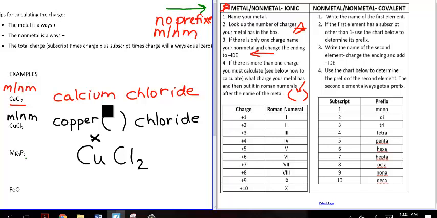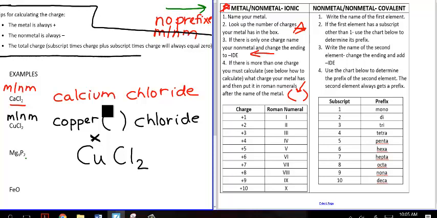That's an X up there, okay? If you take a look here, this is in your notes as well. Here's some tips for calculating the charge. The metal will always have a positive charge. The nonmetal, so this is your metal, right? This is your nonmetal.